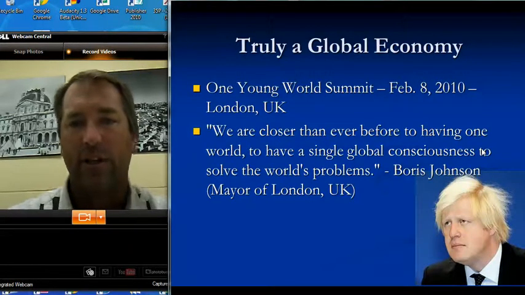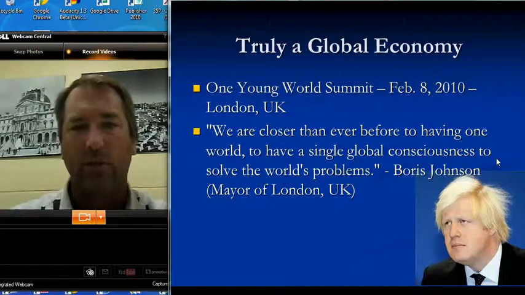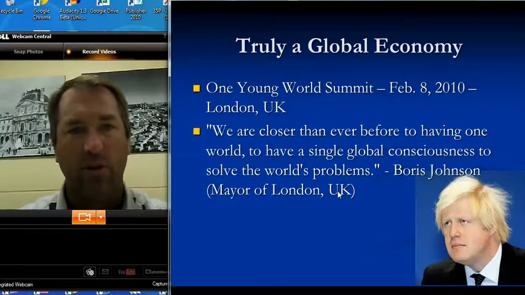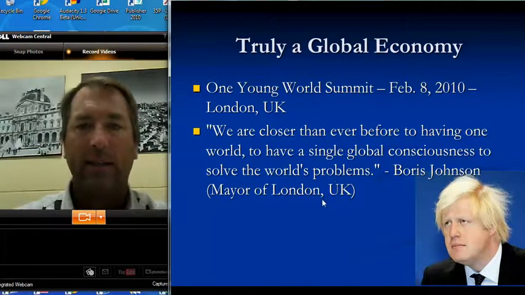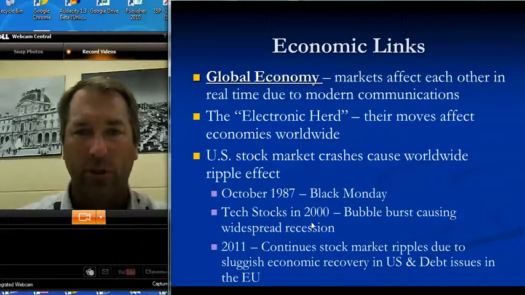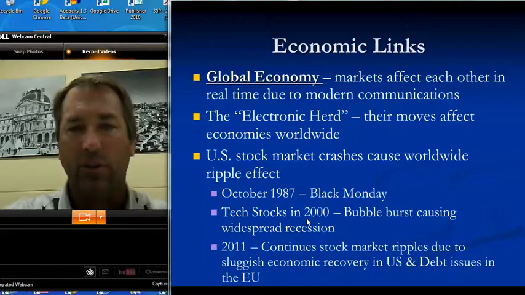So there are a lot of One World Summits nowadays, global summits to discuss the truly global economy. And then we have this quote from the current mayor of London: "We're closer now than ever to having a one world, a single global consciousness to solve the world's problems." And of course, that's the goal of globalization, to take a humanistic approach, writing God out of the equation of globalism and solving humans' problems with only humans' ingenuity.